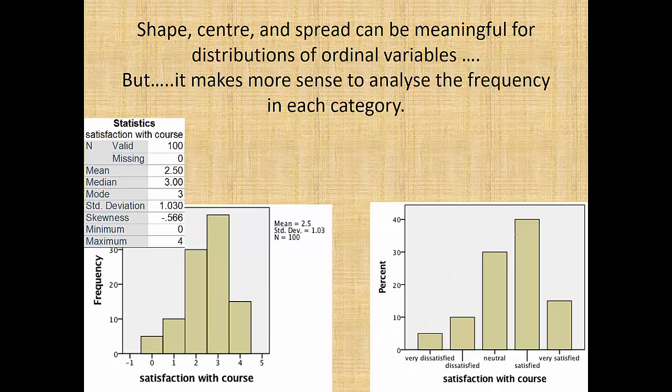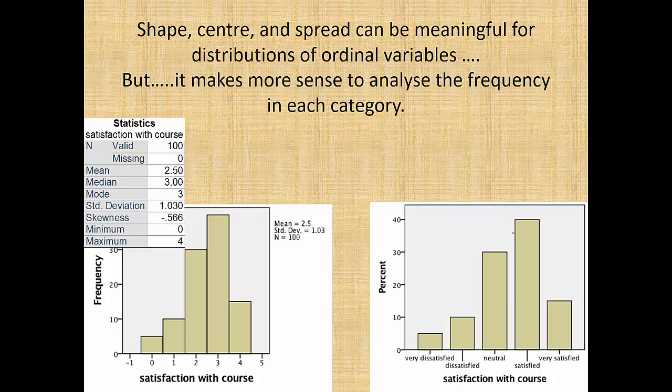Shape, center, and spread can be meaningful for distributions of ordinal variables. They're a special case. But, and I want to make this case very clearly to you, it makes more sense to analyze the frequency in each category. Going back to the first slide, every analysis is somehow a frequency analysis.